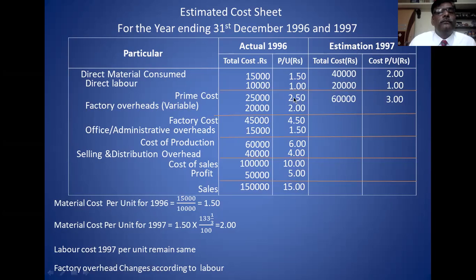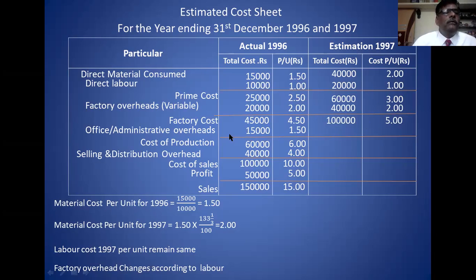Then factory overhead. You see here the comparison: for 1 rupee labor, 2 rupee factory overhead. For the year 1996, 1 rupee labor, 2 rupee factory overhead. Then for the estimation, 1 rupee labor, again 2 rupees factory overhead. No change. So multiply by 20,000, it is 40,000. Total is 5 rupee per unit and total factory overhead cost is 1 lakh rupee.